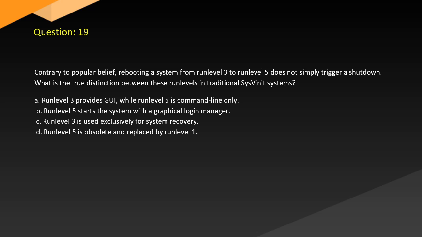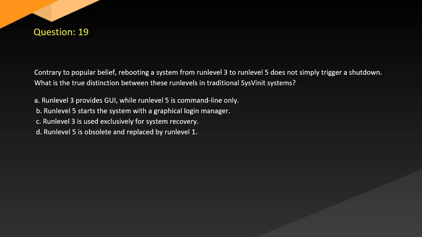Question 19. Contrary to popular belief, rebooting a system from run level 3 to run level 5 does not simply trigger a shutdown. What is the true distinction between these run levels in traditional sysvinit systems? A. Run level 3 provides GUI, while run level 5 is command line only. B. Run level 5 starts the system with a graphical login manager.